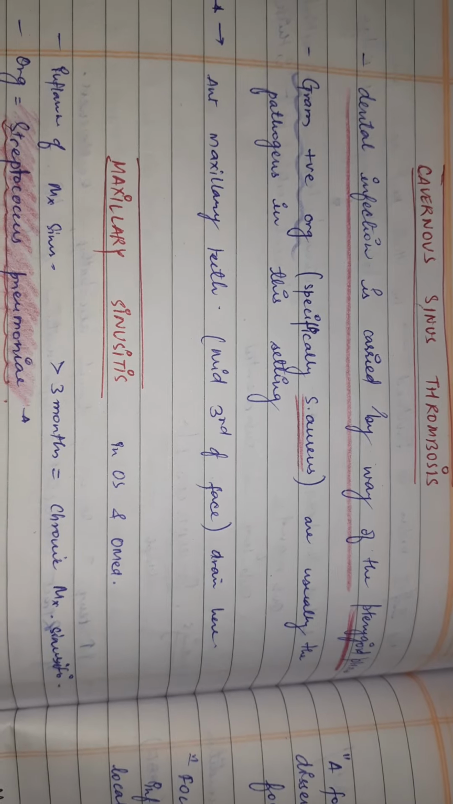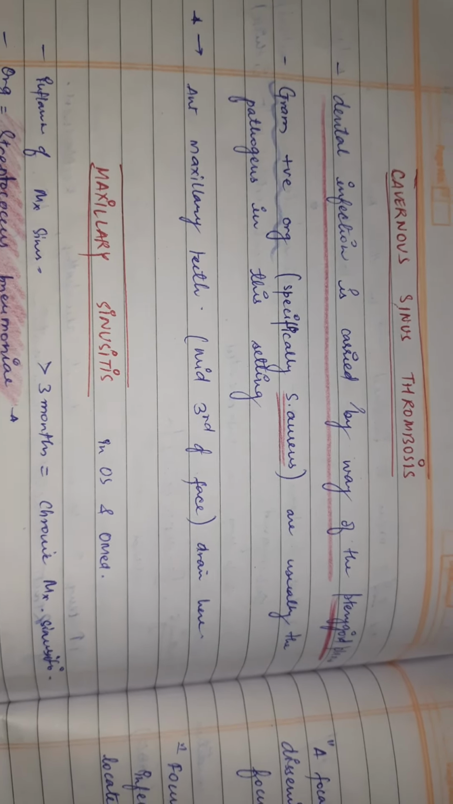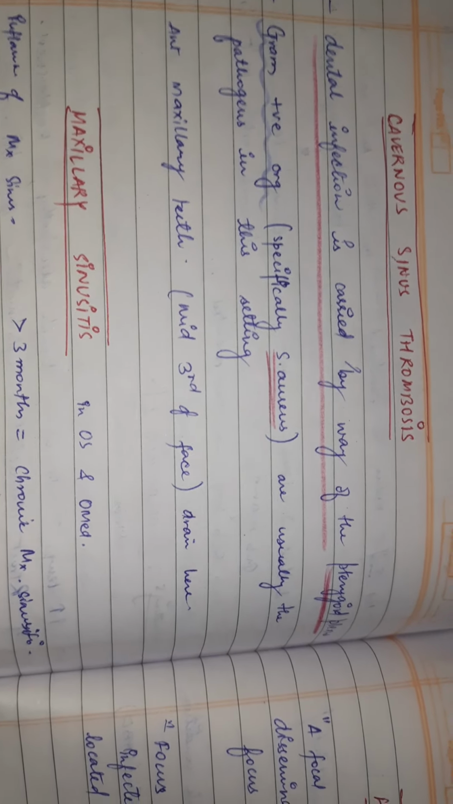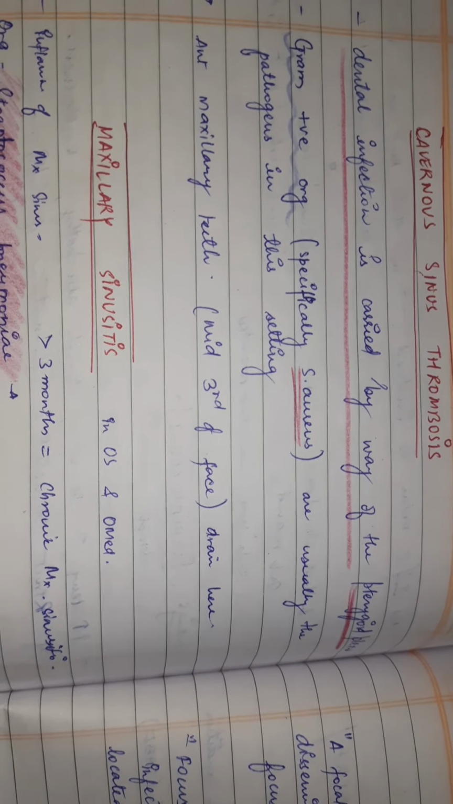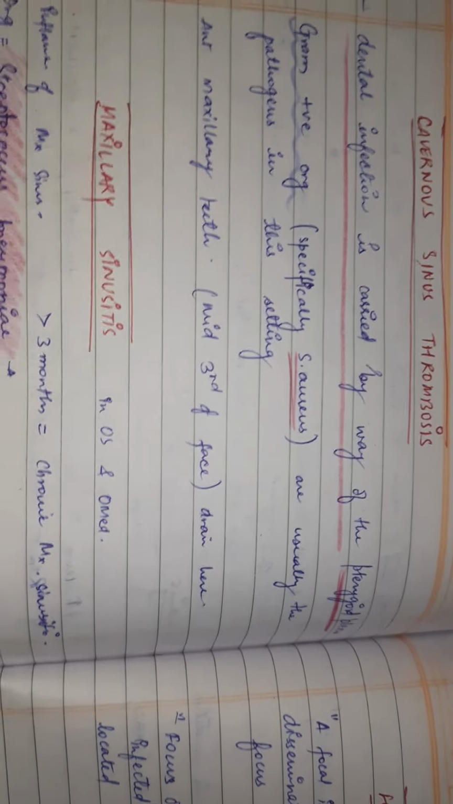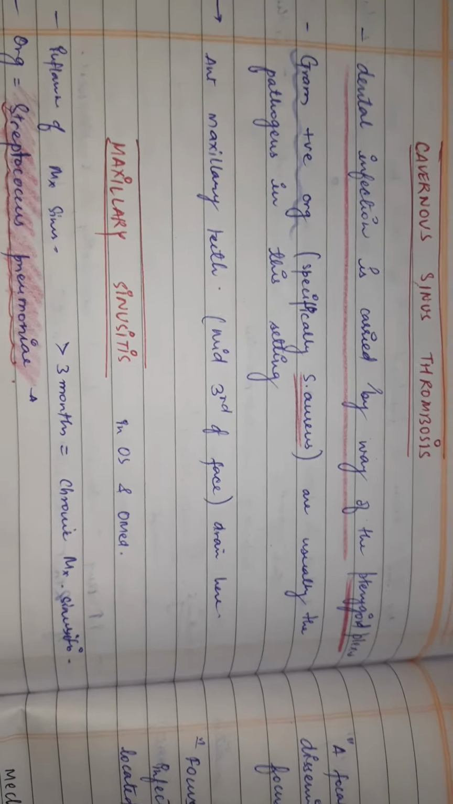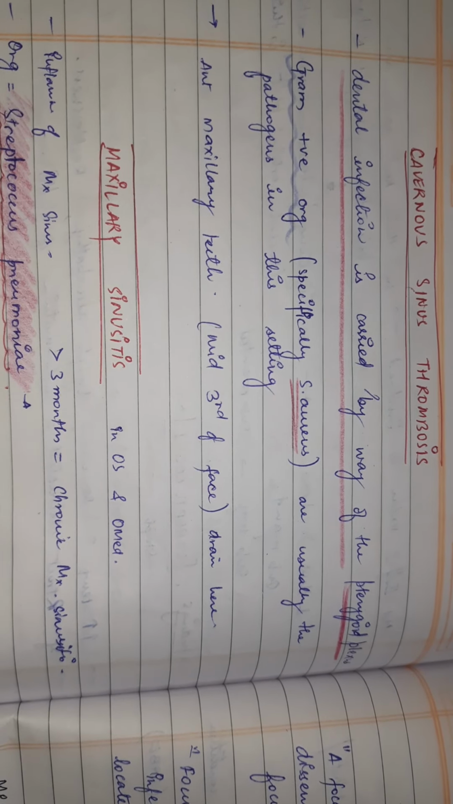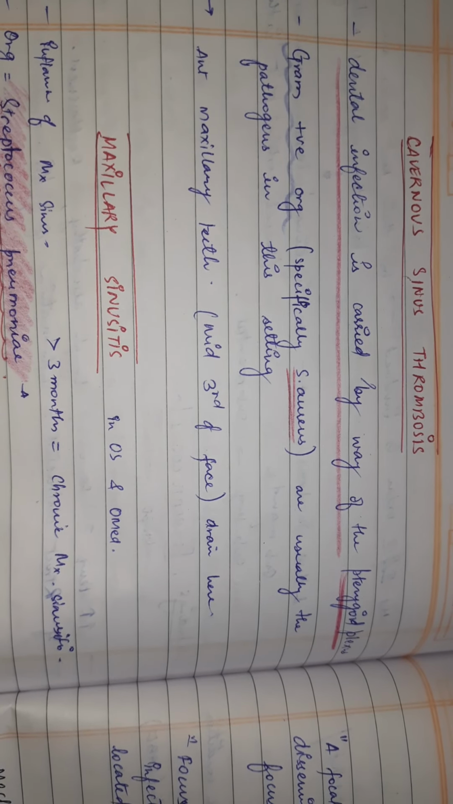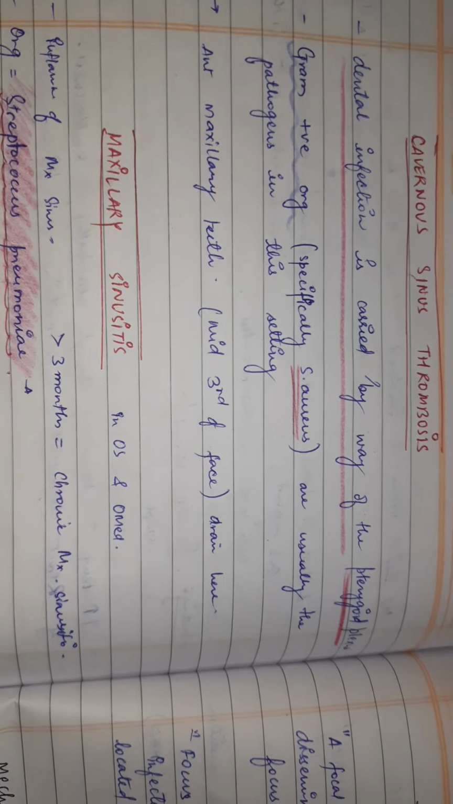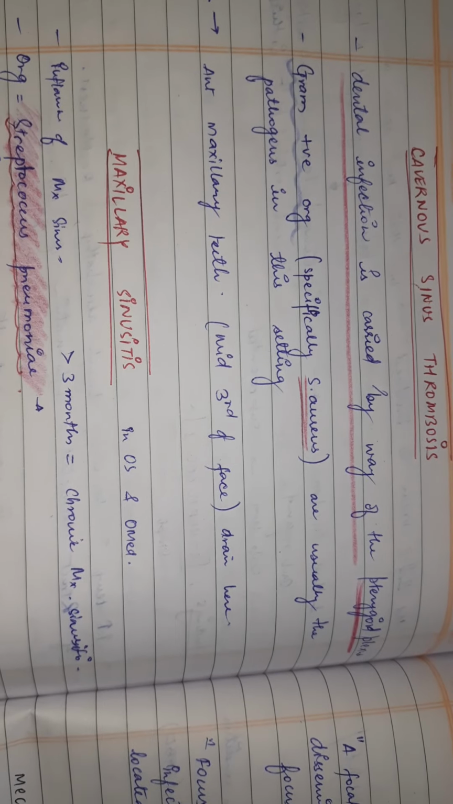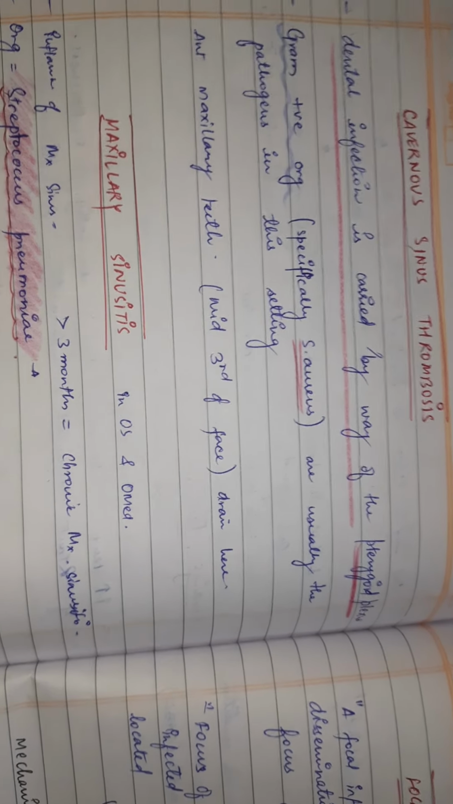Cavernous sinus thrombosis means we are studying thrombosis in the cavernous sinus. Dental infection is carried by way of the pterygoid plexus. Due to infection in the tooth, the pterygoid plexus will take this infection, especially through Staphylococcus aureus, a gram-positive organism, which is usually the pathogen in this setting. Mostly the anterior maxillary teeth and mid third of the face drain into the cavernous sinus.